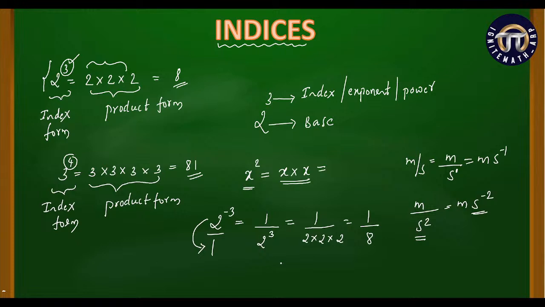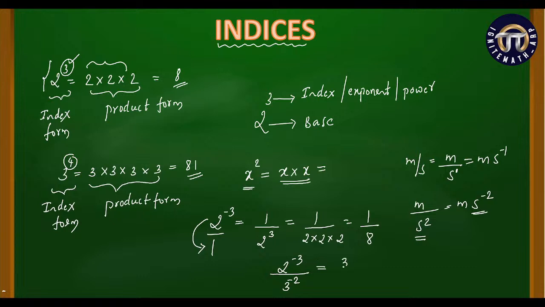Suppose I'll just give you one more example. Suppose I have 2 to the power of minus 3 by 3 to the power of minus 2. So what is the value of this number? I cannot directly write the value of this number until and unless I convert it to a positive power.